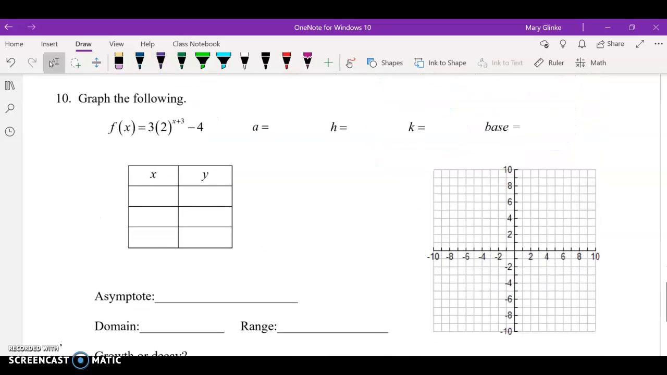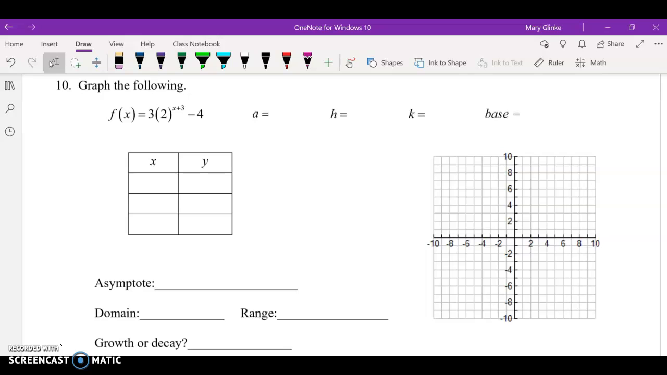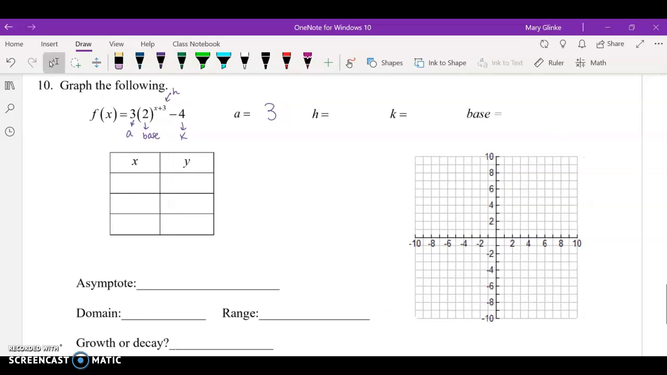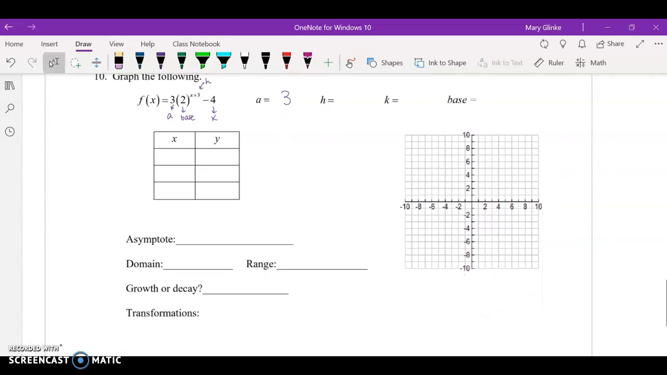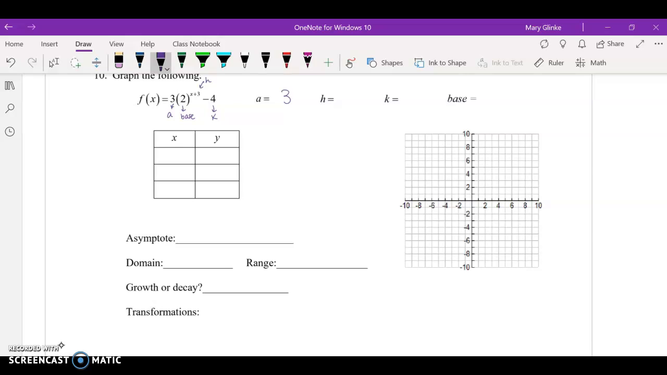So now we're also going to review graphing. So looking at this equation, our a value is out in front, our h value is up with the x, our k value is at the end, and whatever is being raised to the power, that's the base. So a is 3. Because a is 3, I'm going to zoom out just a little bit. Because a is 3, that is going to be a vertical stretch of 3.